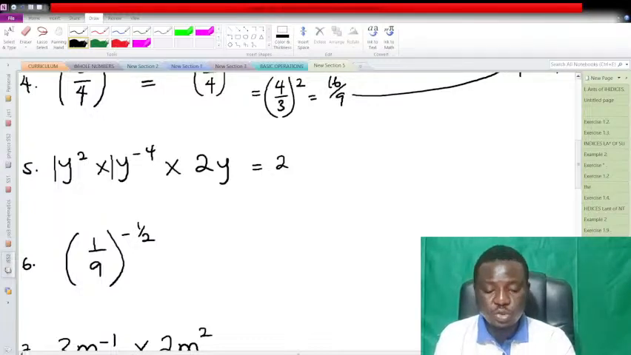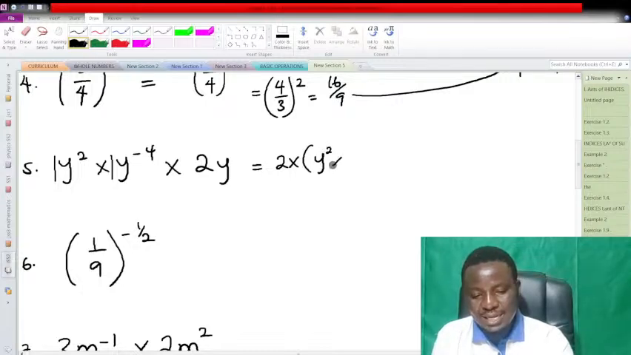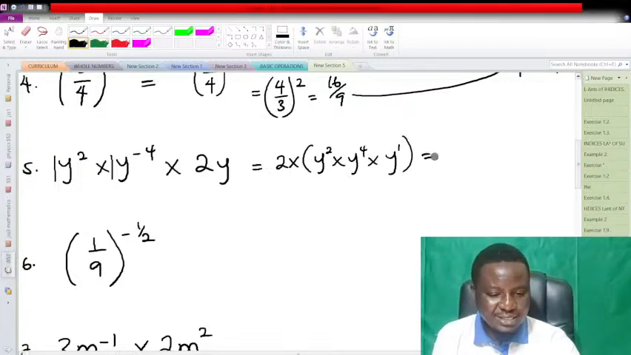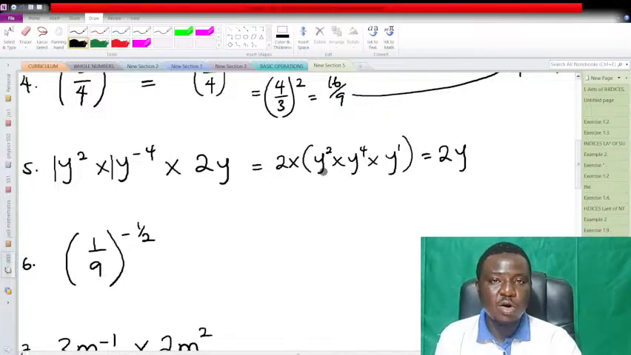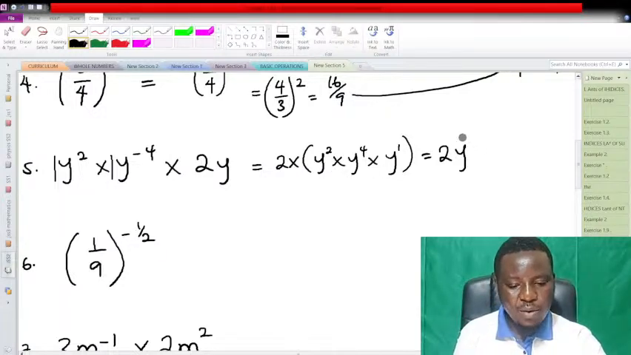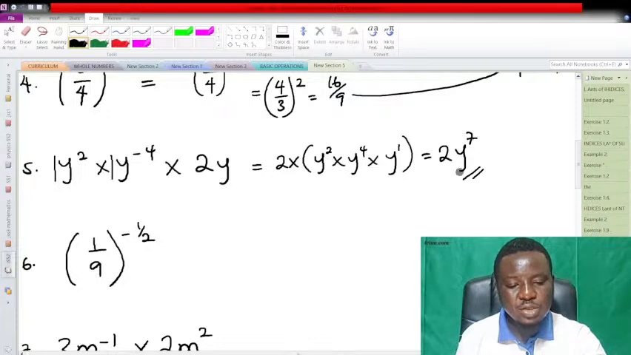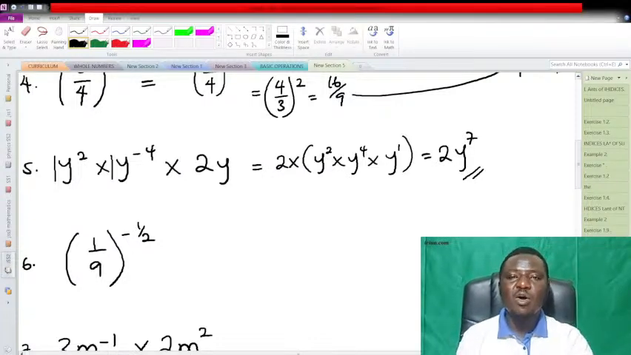Okay? So 1 times 1 times 2 is 2, times y squared times y raised to the power of 4 times y, which is the same thing as y raised to the power of 1. Now, when you simplify this, you then have 2y raised to the power of, this is the indices law of addition, which says you add the powers. So it becomes 2 plus 4 plus 1. And 2 plus 4 is 6. 6 plus 1 is 7. So your answer is said to be 2y raised to the power of 7.